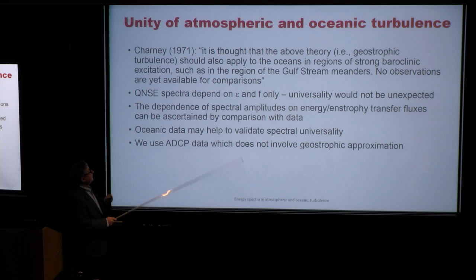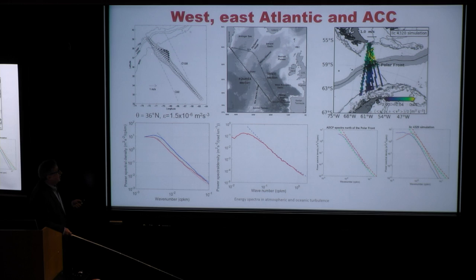Now, Charney, in his famous 1971 paper, thought that the above theory of two-dimensional turbulence should also apply to the oceans in the region of strong baroclinic excitation, such as the region of the Gulf Stream, but no observations were available at that time. But since then, of course, we have more observations. In the theory, we see that the spectrum only depends on epsilon and the Coriolis parameter. So there is no reason why it wouldn't work for the oceans. The only thing is to find the data and see if they agree.